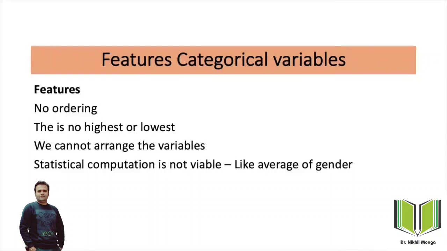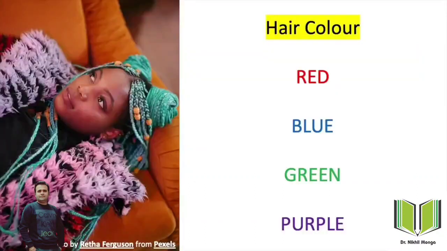We cannot arrange the variables on the basis of ranking, and statistical computation is not viable, like the average of gender. Suppose I have data of male and female, so what is the use of calculating the mean and mode? Here is an example of hair color: red, blue, green, purple. You cannot say that red-haired people are more superior than blue-haired people, or that these people are much better than the green people. That does not make any sense. Even if I take the mean, that does not make any sense.